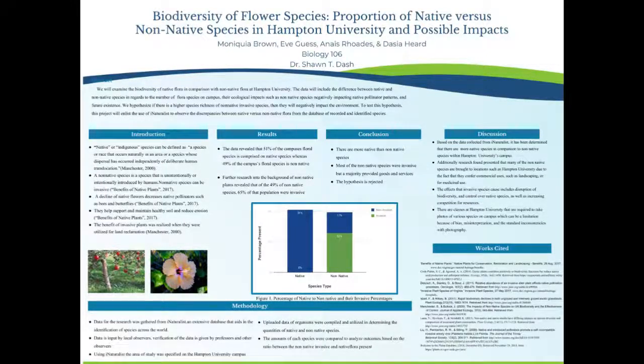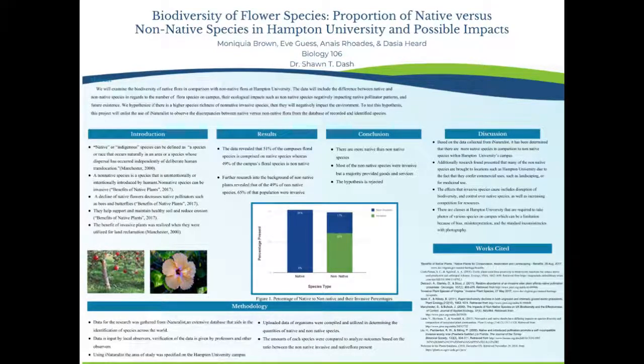And this project is the biodiversity of flower species, proportion of native versus non-native species in Hampton University, and possible impacts. For the abstract in this project, we examined the biodiversity of native flora on Hampton University's campus. The data includes the number of non-native and native species on the campus. The data was collected and counted from a database called iNaturalist. And then further research was conducted on their ecological roles and impacts in the environment using iNaturalist and Plants Database of the United States Department of Agriculture.